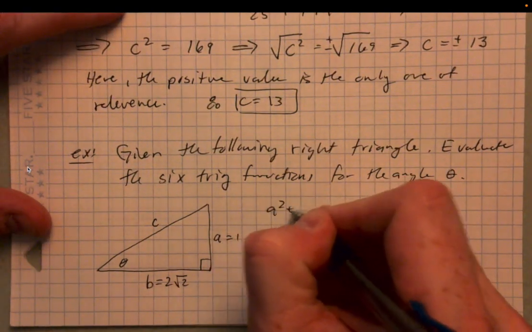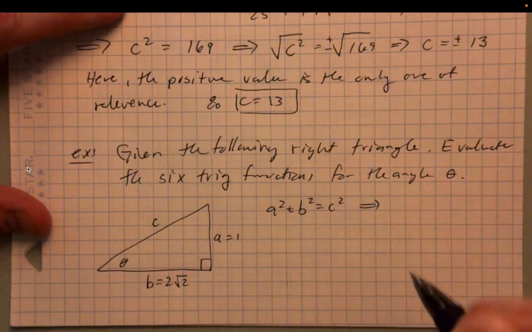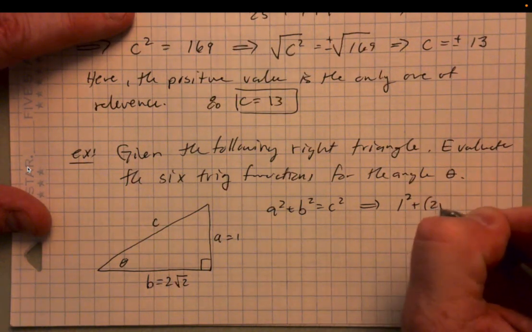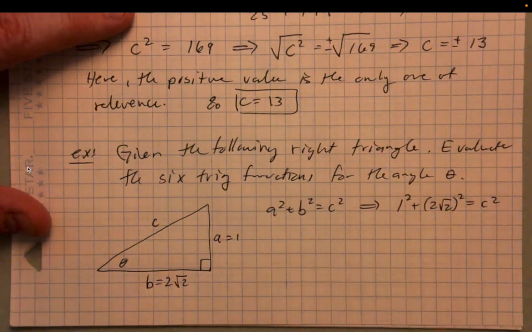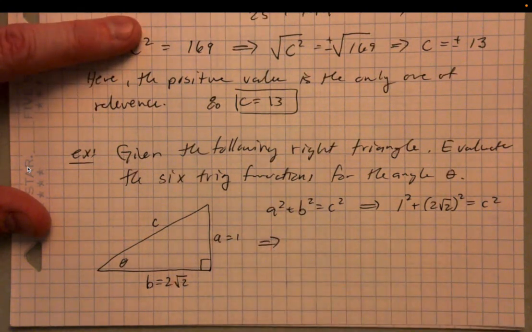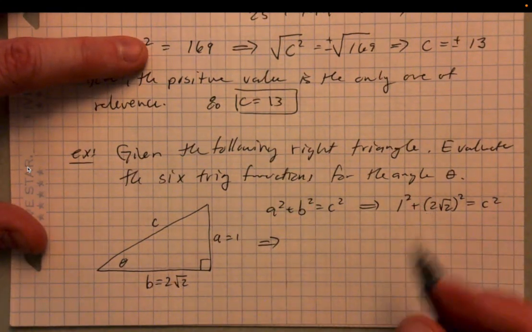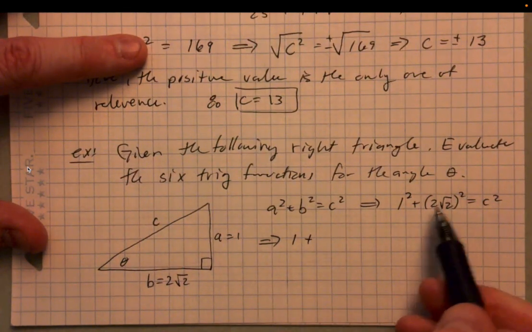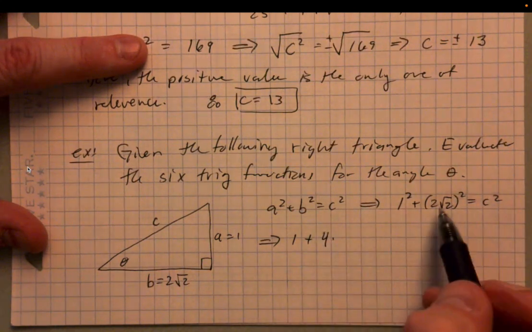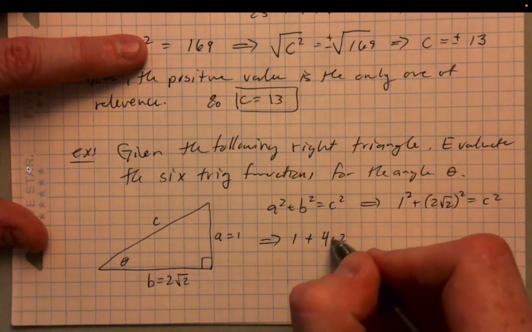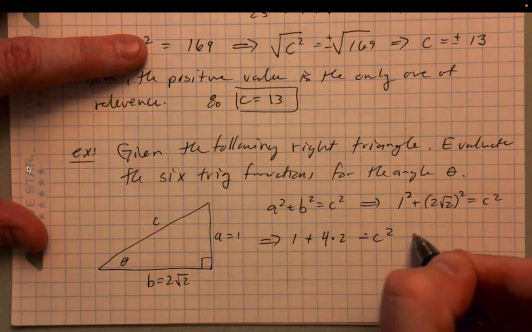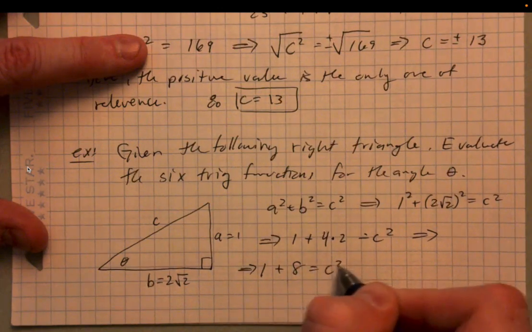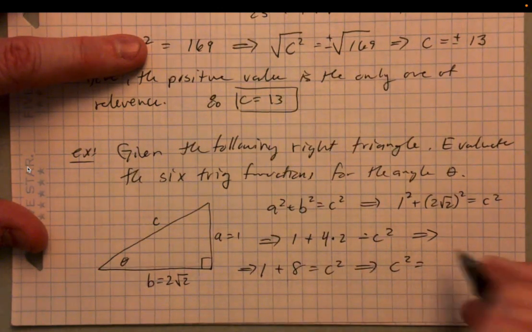And so a squared plus b squared equals c squared. That is 1 squared plus 2 square root of 2 squared equals c squared, just plugging in those numbers. So what do I get here? 1 squared is 1, plus, now what is this? This is like 2 squared, which is 4, and then the square root of 2 squared is 2. So it's like 4 times 2. So I get 1 plus 8 equals c squared. And so c squared is equal to 9.